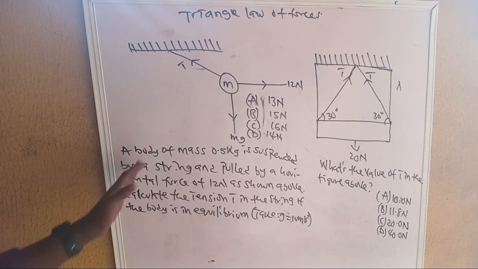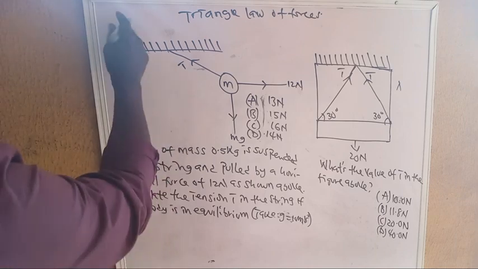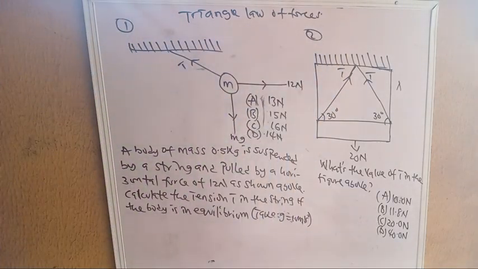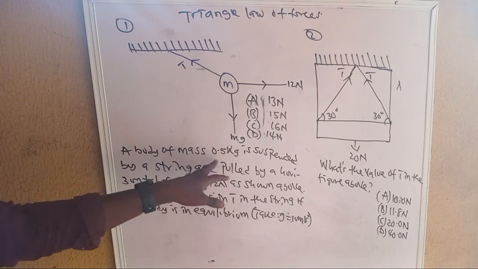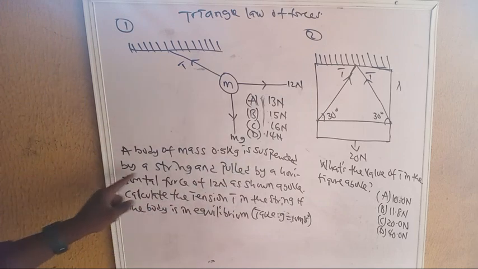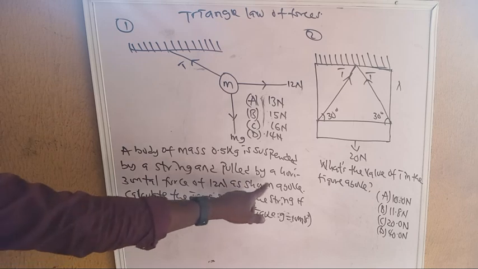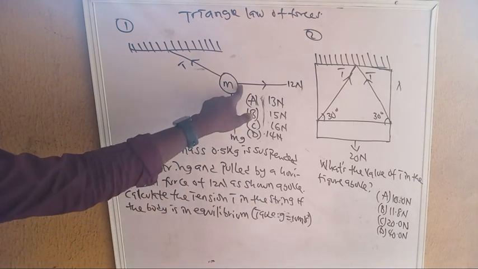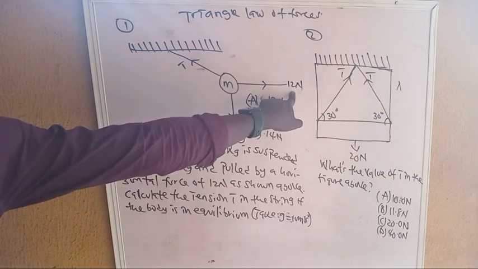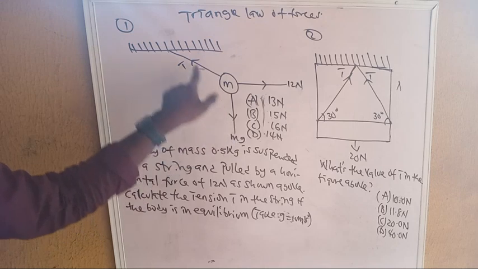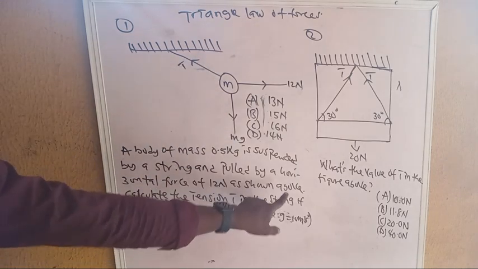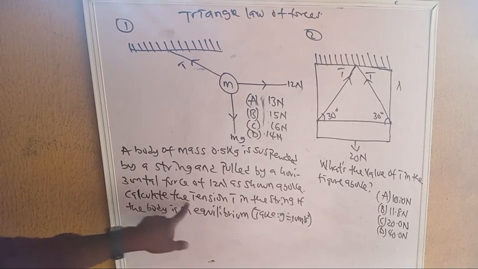The first one is this diagram, and this is the second diagram. So what's the first talking about? It says a body of mass 0.5 kilogram is suspended by a string and pulled by a horizontal force of 12 Newton. You can see the direction of the three coplanar forces, of 12 Newton as shown above. Calculate the tension T.